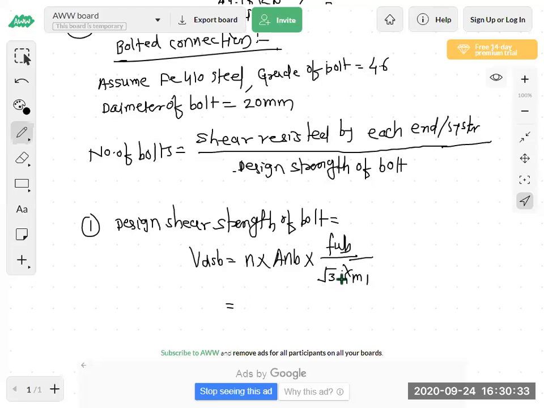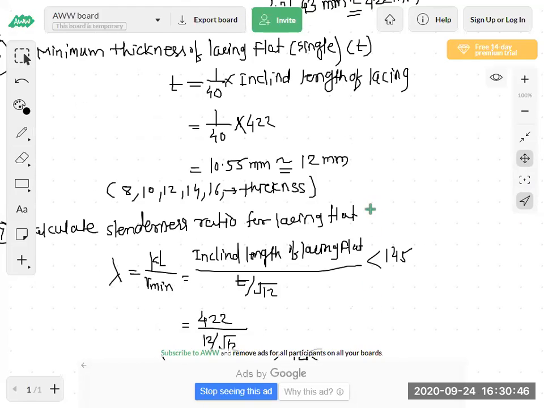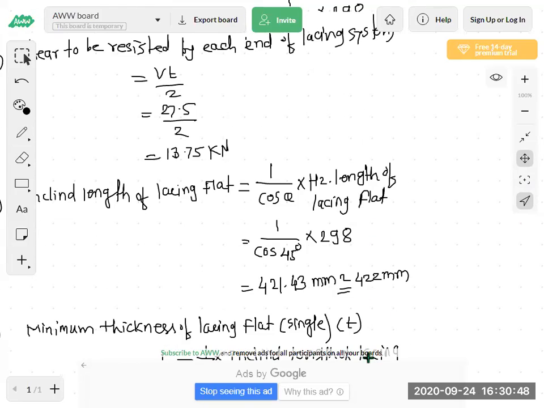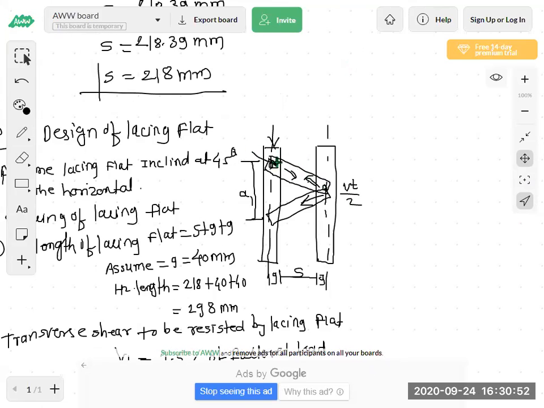Anyone can tell me how many shear planes? Because only one side we are providing here, because we are designing one lacing flat here. So only one shear plane is there, because this is channel and this is flat.